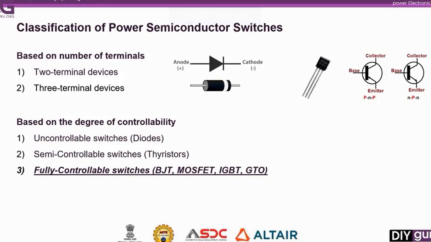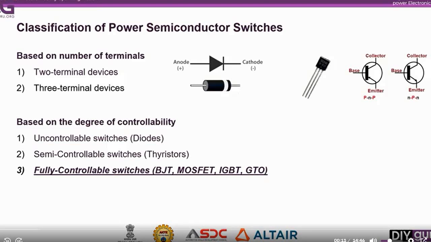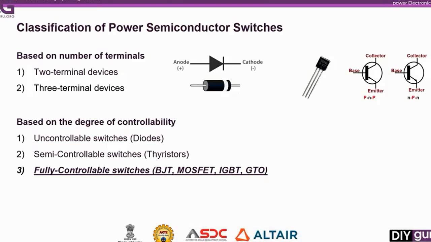In the previous videos, we started with the classification of power electronic switches based on the number of terminals as well as based on the degree of controllability. Later on, we discussed the power diode, thyristor, and in the next video, we went through GTO and BJT as well. Now let's move on to the last but not the least type of controllable switches, which are MOSFETs and IGBTs.